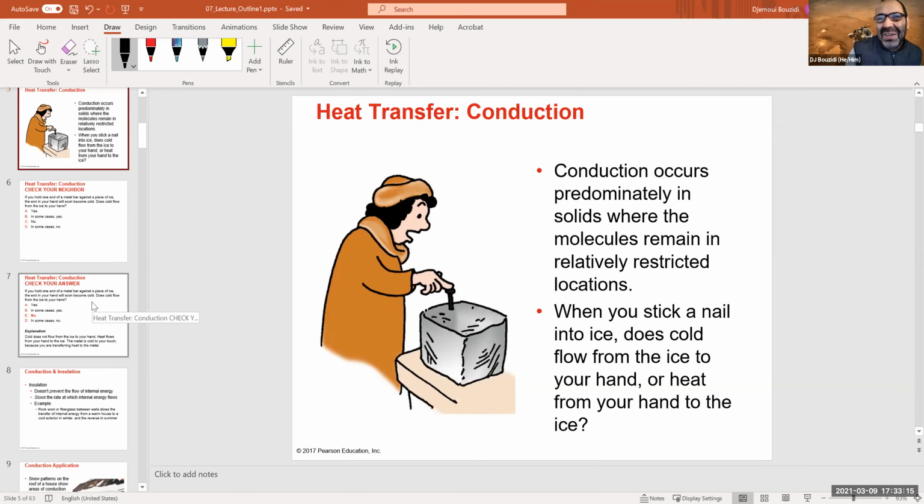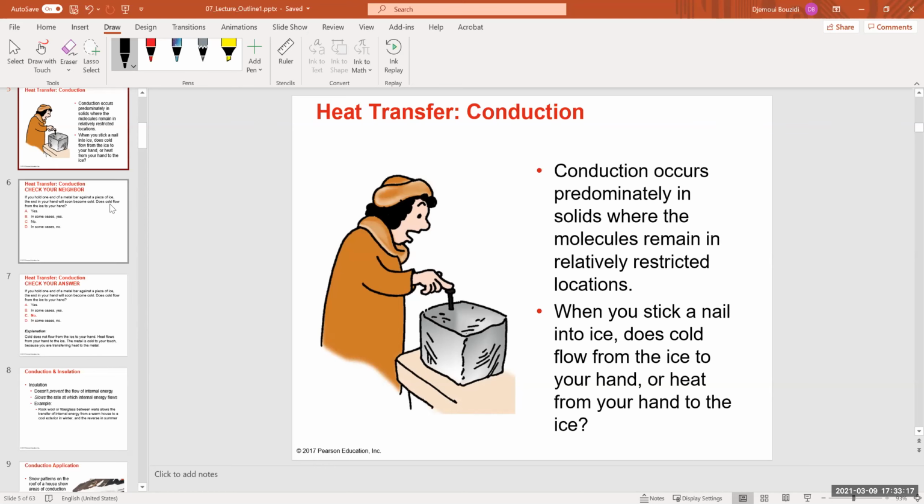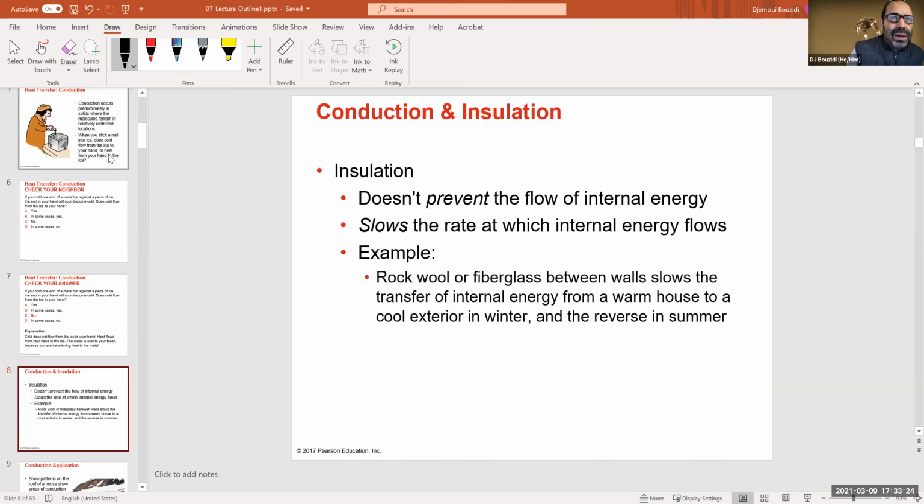That is actually okay. But that's a good point. Okay, thank you. Again, all of these are examples of conduction. So insulation doesn't prevent the flow of internal energy, it slows the rate.